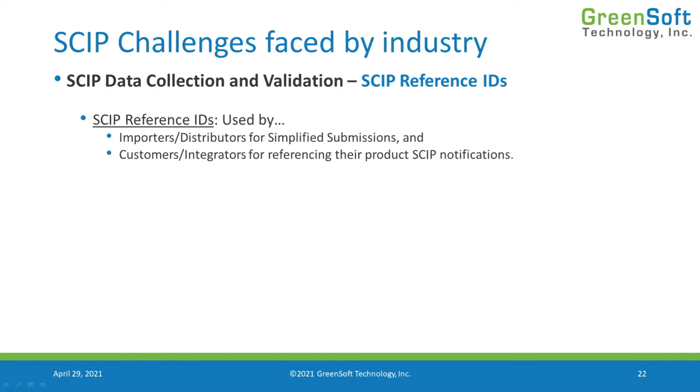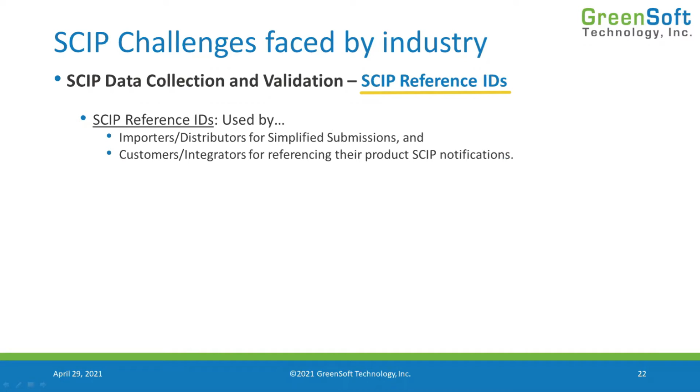Now, going into SCIP reference IDs. SCIP reference IDs are basically the ID that you receive from the database when you make a submission. So I take my wireless router, I submit a dossier to the database, I receive a SCIP reference ID in response. I can now provide that reference ID to importers and distributors, and they can use that when they're placing my router on the market to do a simplified submission.